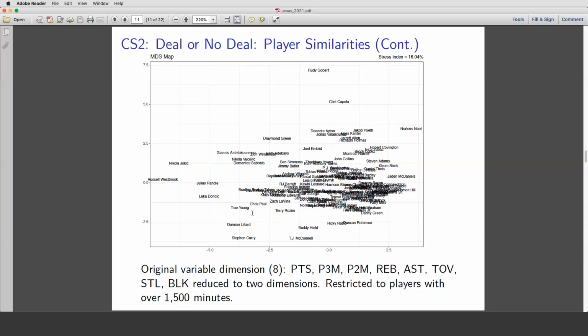But if you're a big Trae Young fan, you could really use this to say, hey, look at the players he's grouped with: Chris Paul, Luka Doncic. Like Trae Young is very, very good, or a very, very impactful player. Maybe that's a better way to say it. So I think this is really neat stuff, and I could spend a long time. I want to make sure we get to some of the other stuff, but I think this is pretty neat.